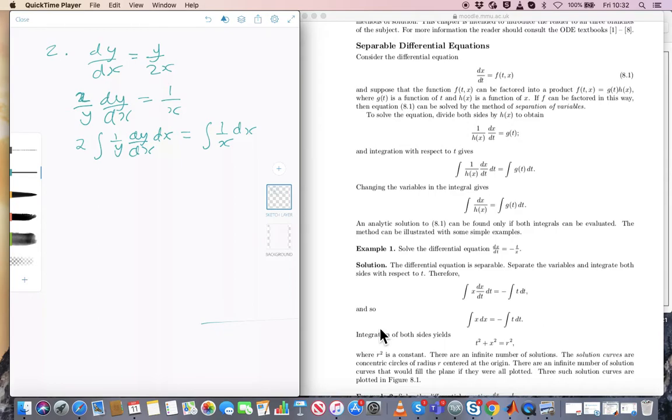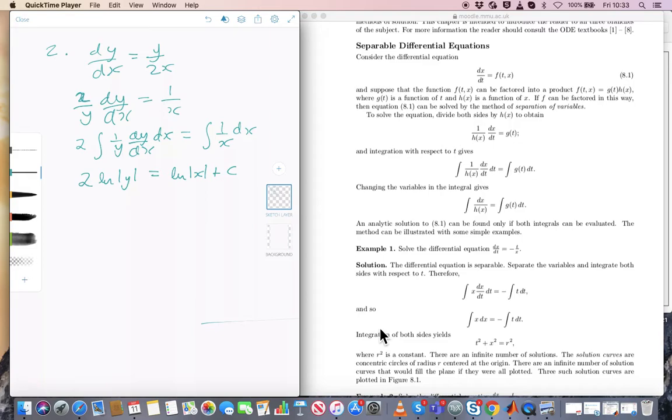We've separated out the variables, so we're going to integrate with respect to y on the left and integrate with respect to x on the right. This will give us twice the integral of 1 over y dy, and if you remember from A level again, the integral of 1 over y will give us log mod y, plus a constant, but we'll collect the constants over on the right-hand side. So on the right-hand side we have log mod x, and then we have our constant. We've combined both constants and put them on the right-hand side.